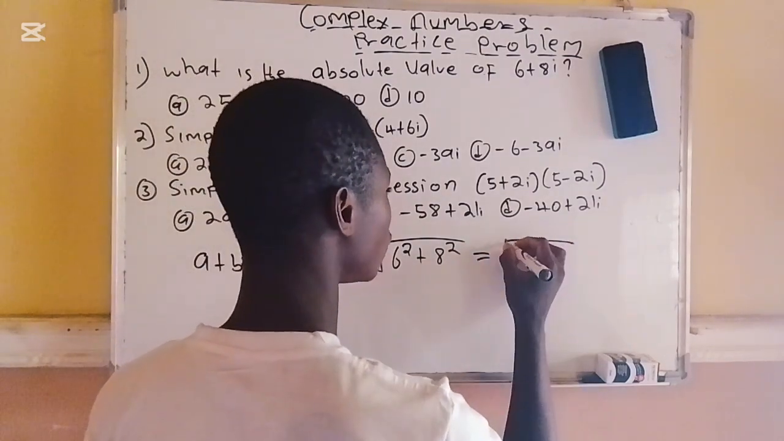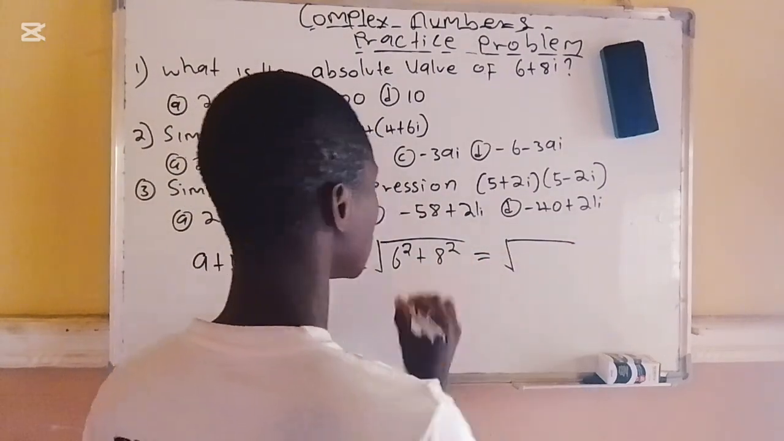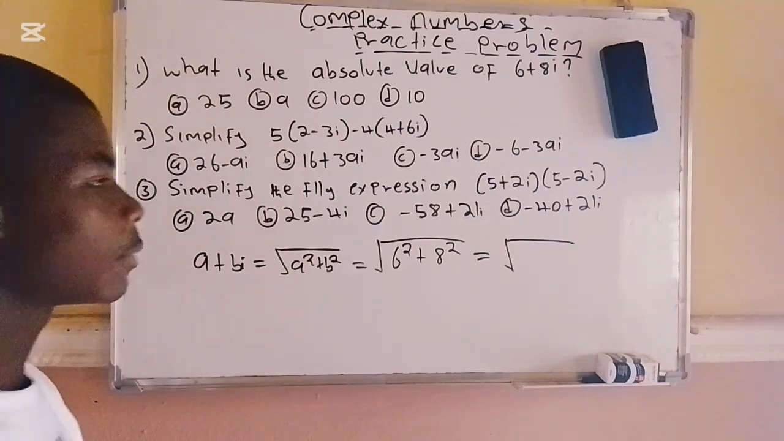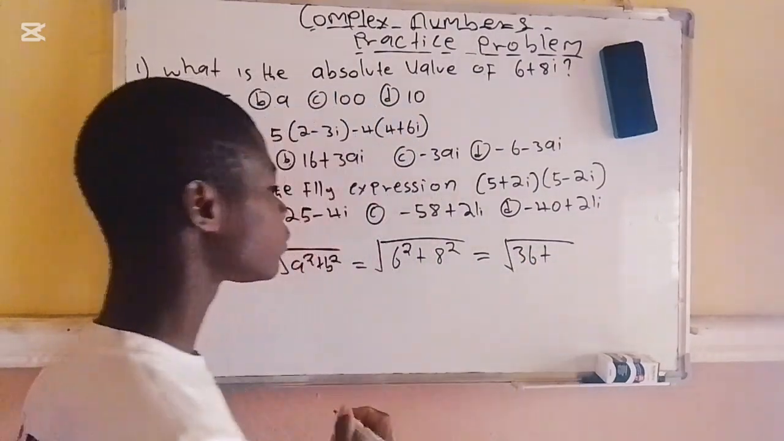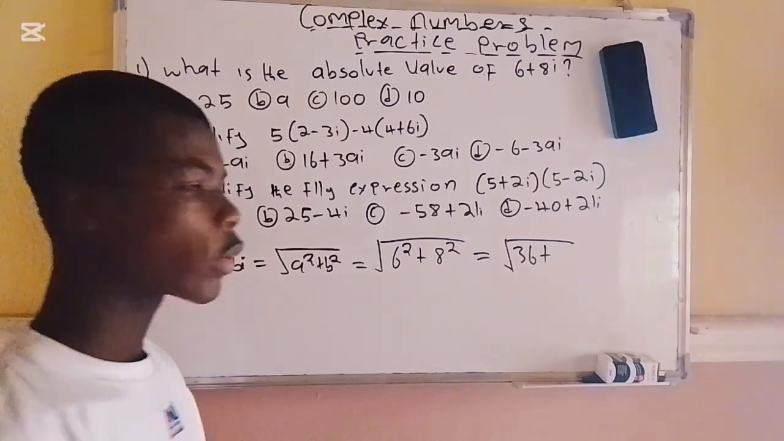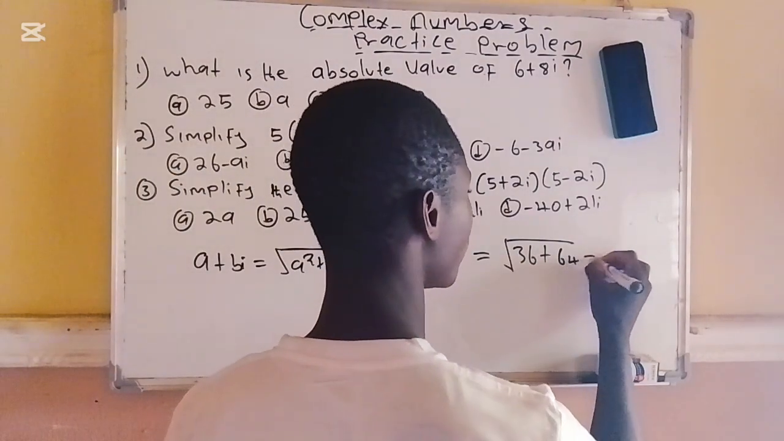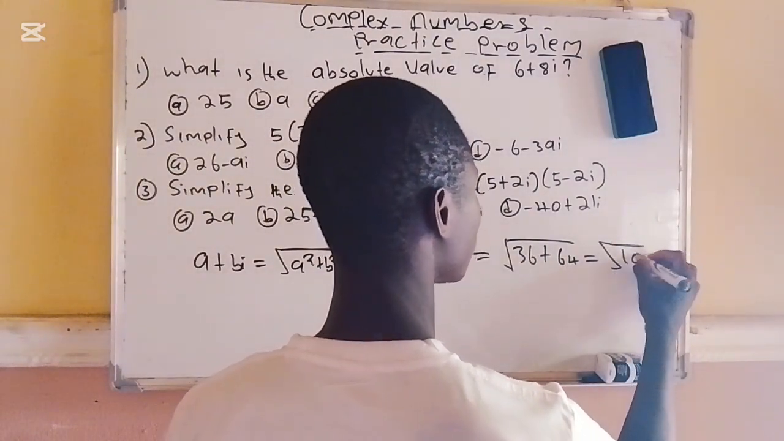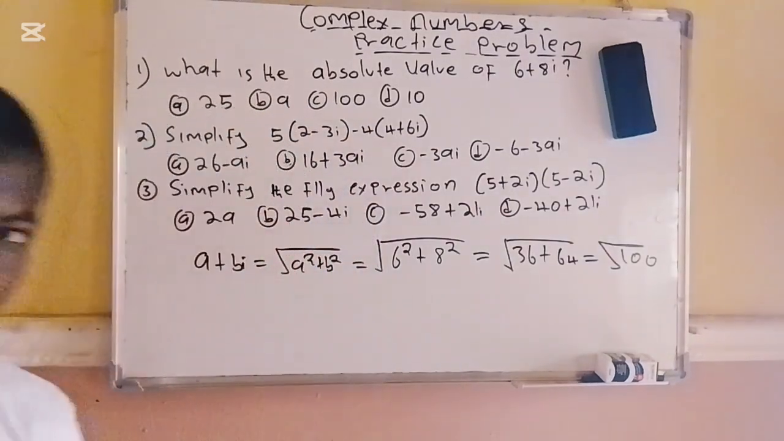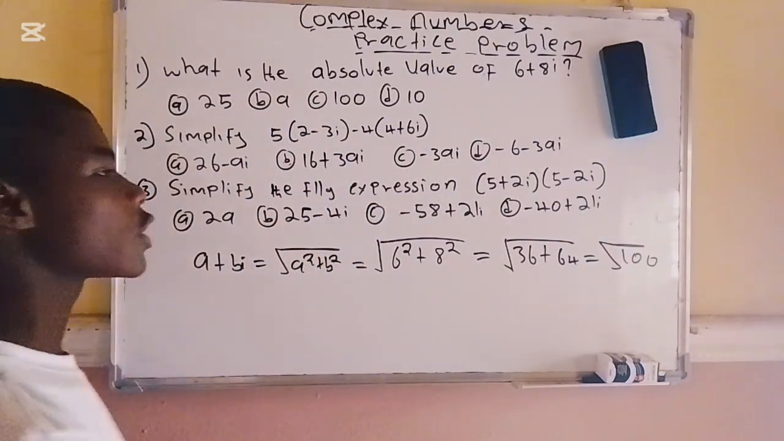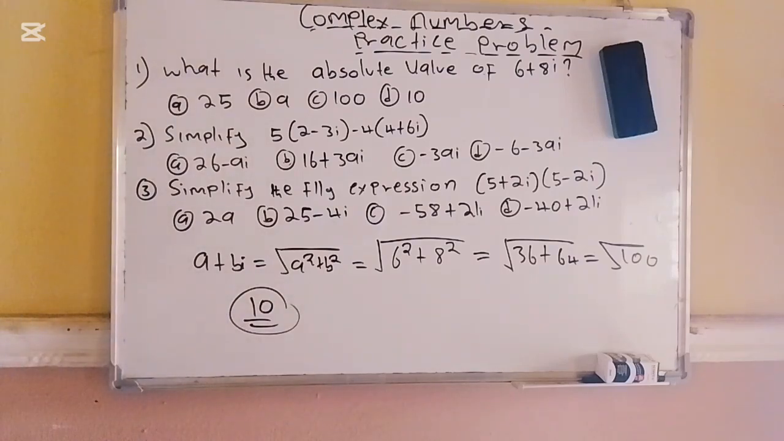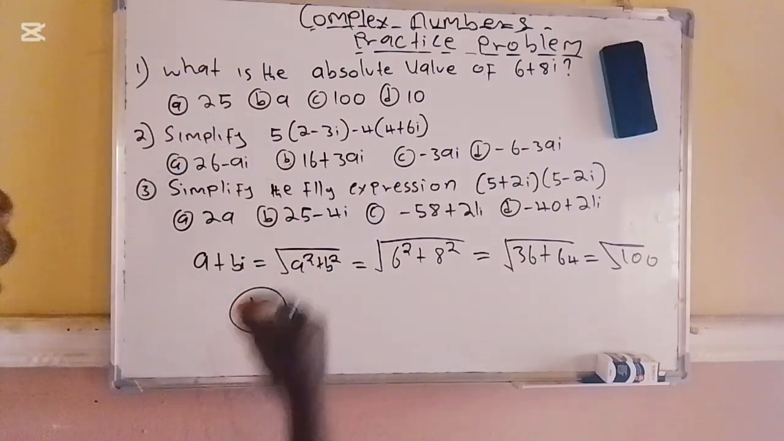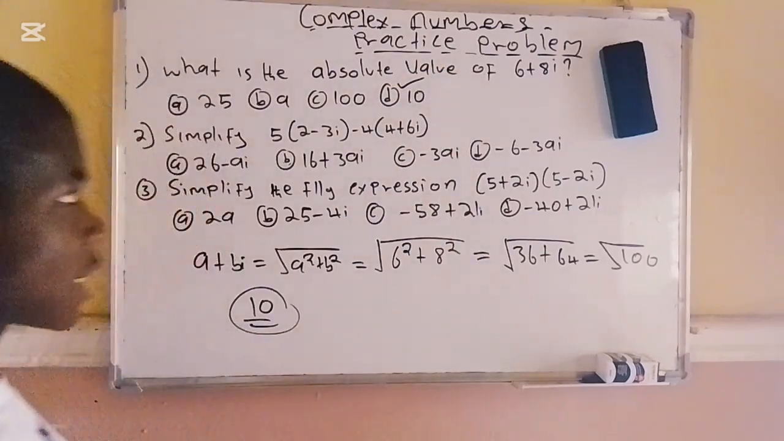So therefore, 6 squared gives me 36, plus 8 squared, which is 64. Therefore, it will be equal to the square root of 100, since 64 plus 36 gives me 100. The square root of 100 is equal to 10. So therefore, let's take the option where we have the value 10. Yes, D is the correct answer.